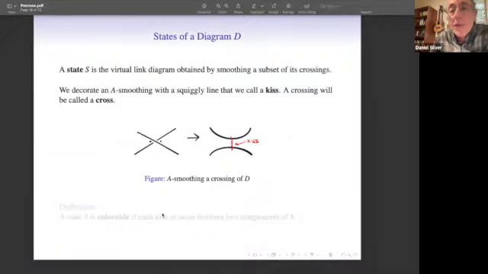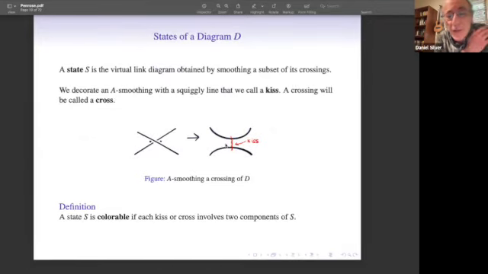Okay. All right. So this is an important point for what I'm going to do. A state S is the virtual link that we get by smoothing subsets of crossings of the diagram. I'm only going to be working with the diagram now. So let's work with the diagram and let's pick some crossings and let's smooth them. By smoothing, I mean I open up a channel so that these dots can come together, you see. And if I don't do that, I'll call it a cross. If I do smooth it, I'm going to call it a kiss. So we have kisses and crosses, and this is really all we need.